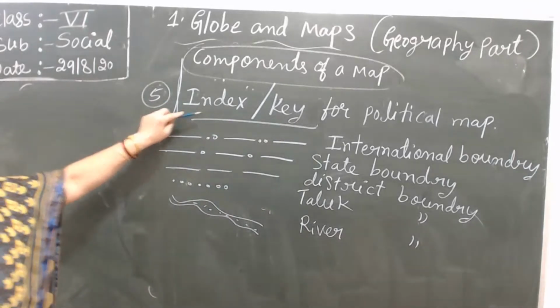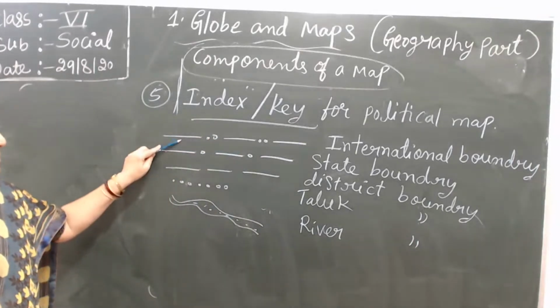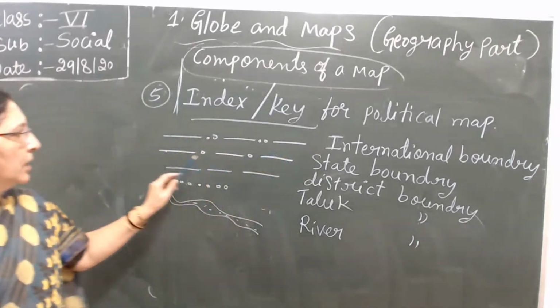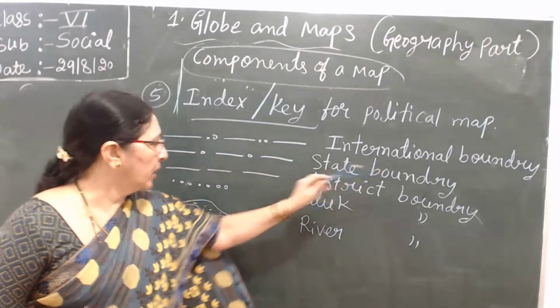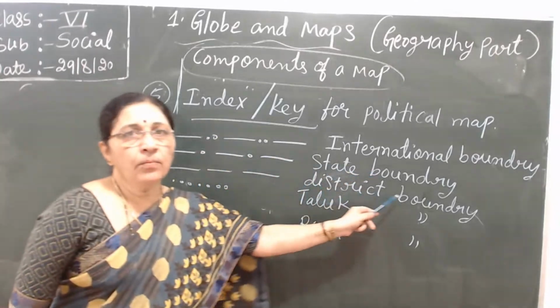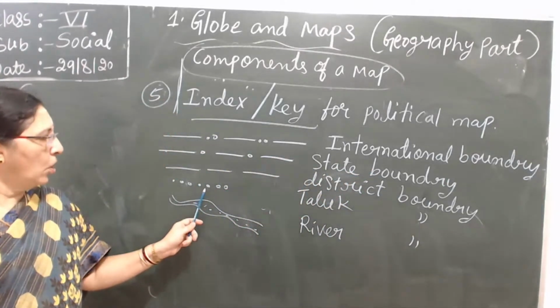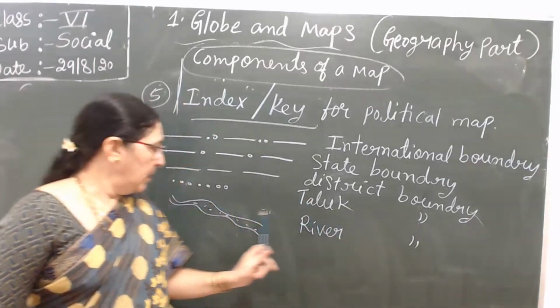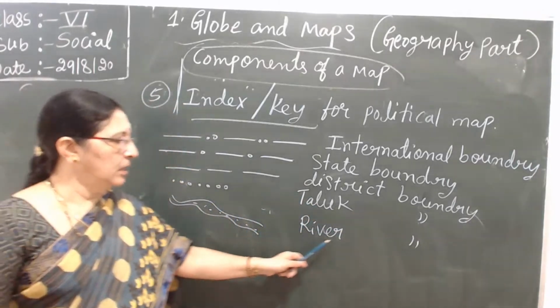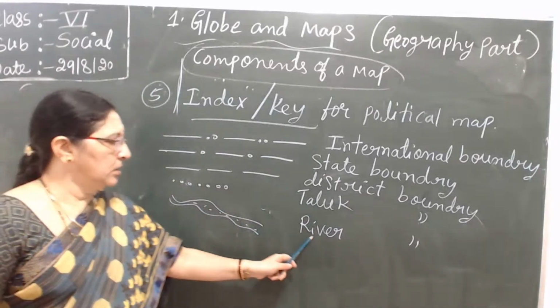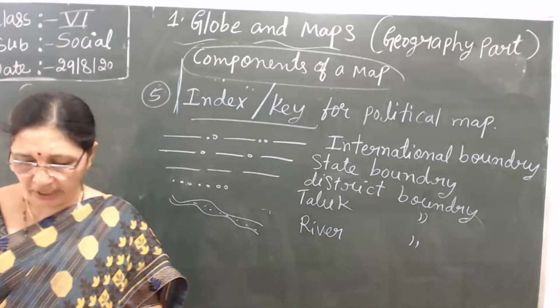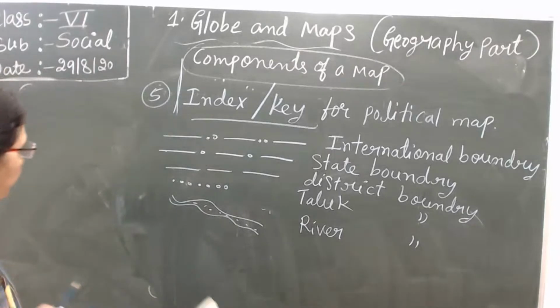These are the index for the political map. This line is the international boundary. This line is the state boundary. This line is the district boundary. This dotted line is the taluk boundary. Next, this curving line means something flowing here. This is a river boundary.